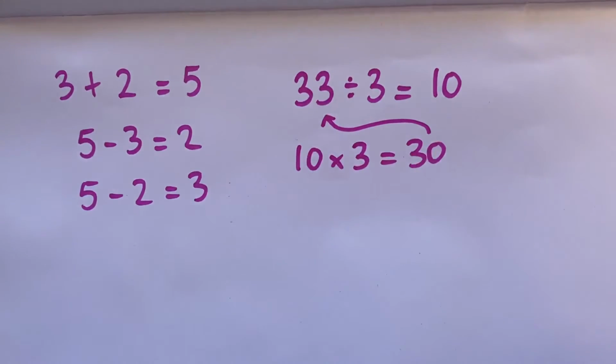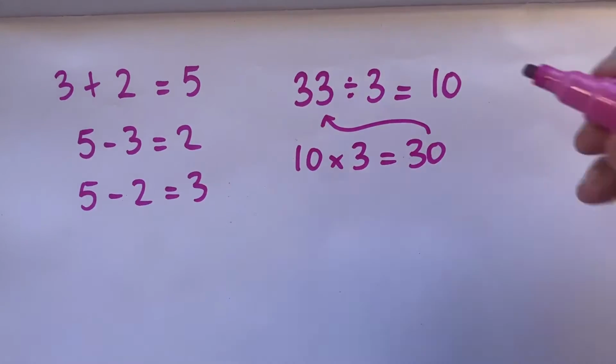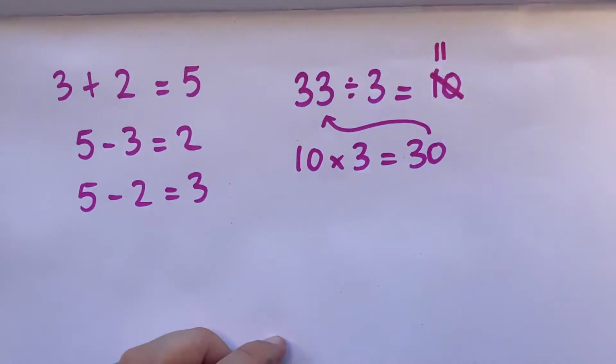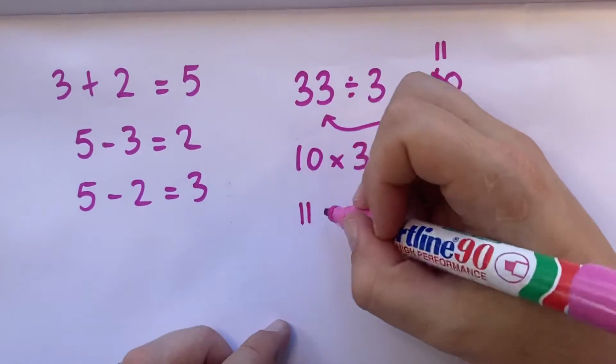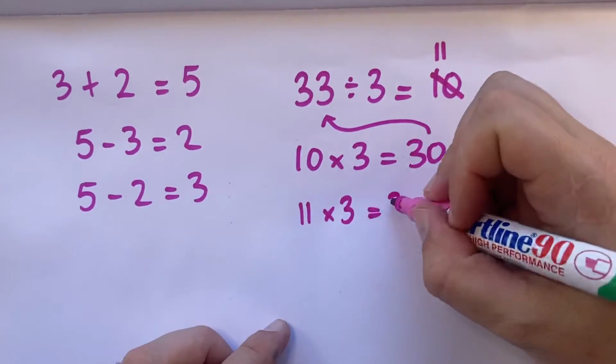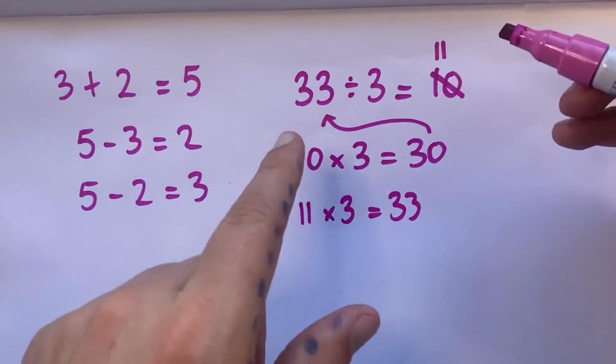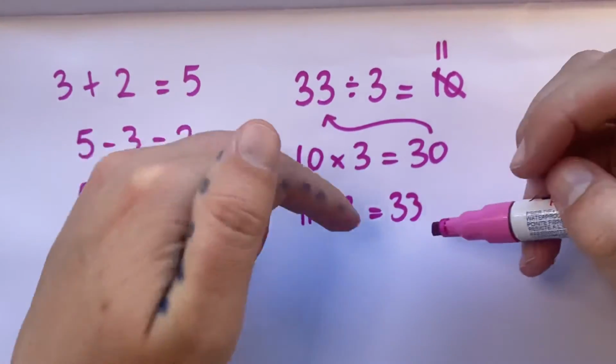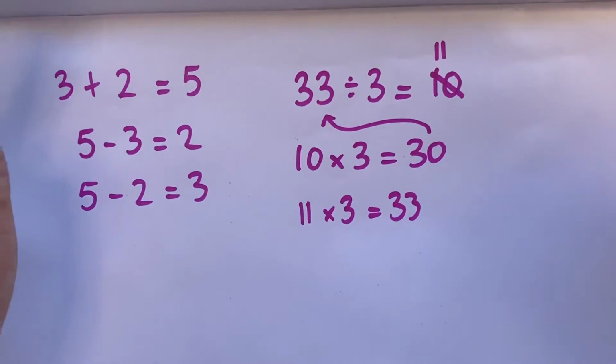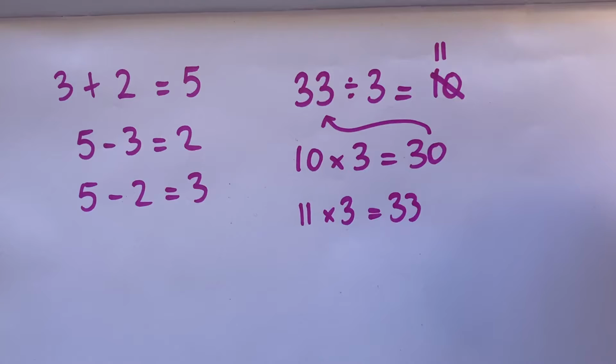So now you can go back and go, oh, 10 doesn't seem right. Oh, it's 11. So let's check that now. 11 times 3 equals 33. Oh, that does match. Now, by doing this, you're able to check your own work, and that's the benefit of that, okay?